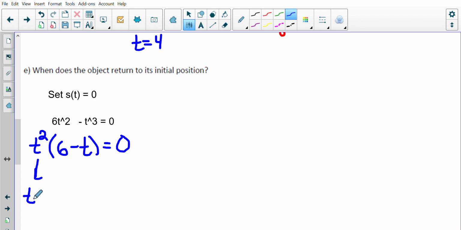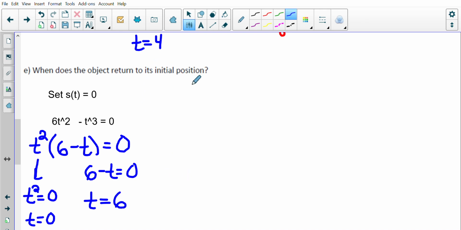Well, when does t squared equal 0? No matter what, take the square root of both sides, it's at the start. t is equal to 0. And then over here, the second piece, 6 minus t equals 0. Well, I move negative t over to the other side, so it becomes positive, and so t equals 6. So it's returning to its original position. Well, it starts at that original position, and then it's back there at 6 seconds.